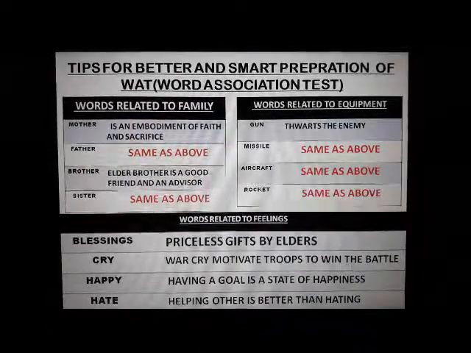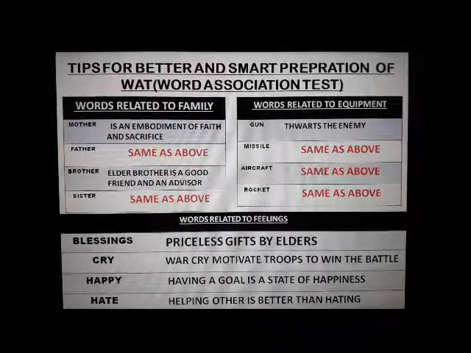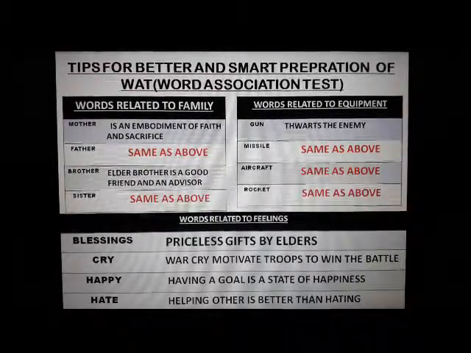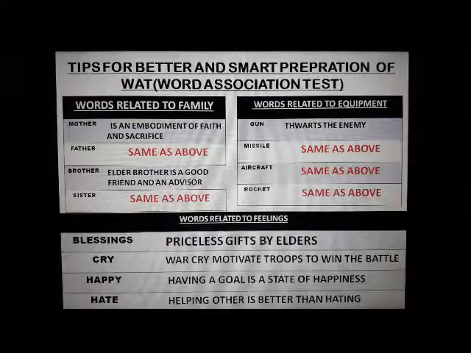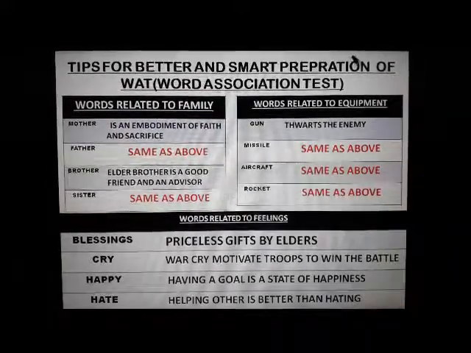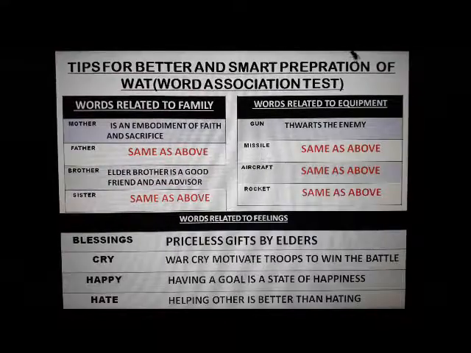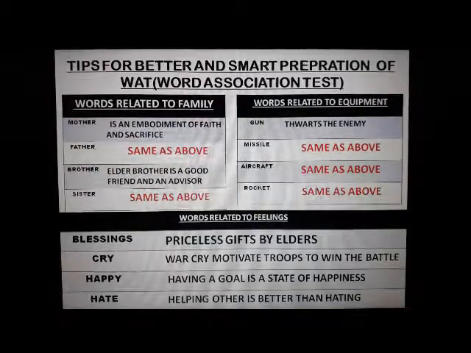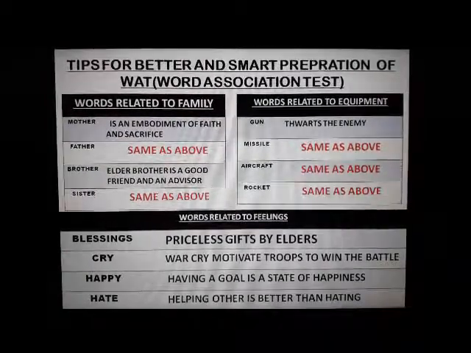In my study material, I have prepared a complete set of words like this only. This method will help you to get well prepared for the word association test. Friends, the choice is yours. My aim is to guide you as per the requirement of SSB so that you get selected in the first chance only in the SSB interview.